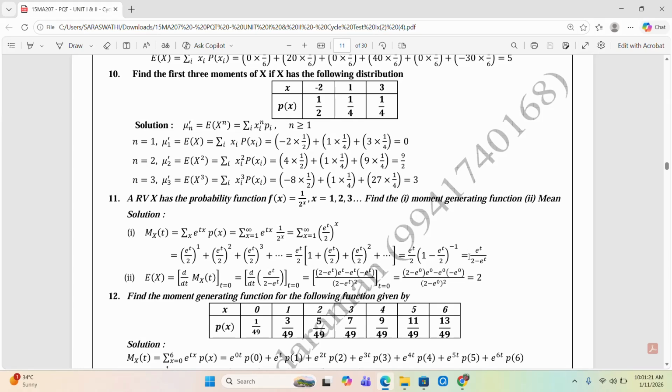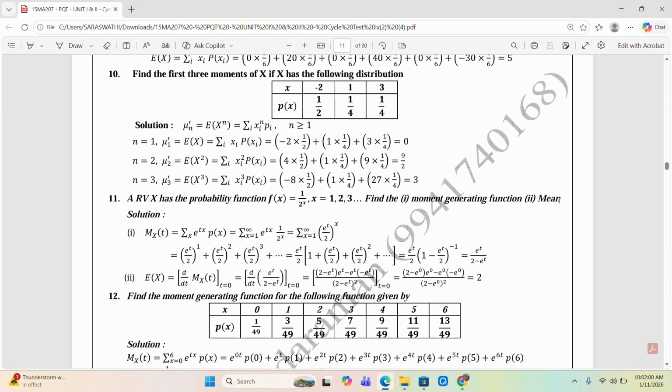As in any expansion, in general a by b whole inverse is equal to b by a. So here 2 minus e power t by 2 whole inverse, which is 2 by 2 minus e power t. So after the expansion and cancelling, 2 minus e power t by 2 whole inverse is equal to 2 by 2 minus e power t. So after cancellation of 2, we get e power t by 2 minus e power t. So this is the moment generating function.